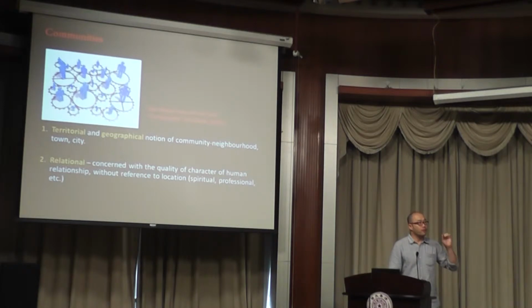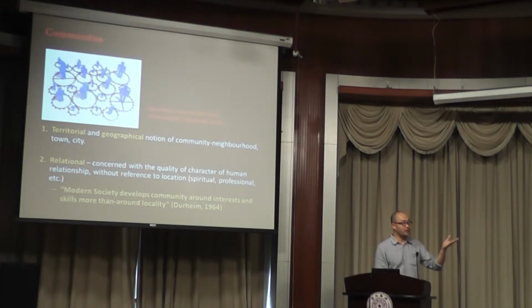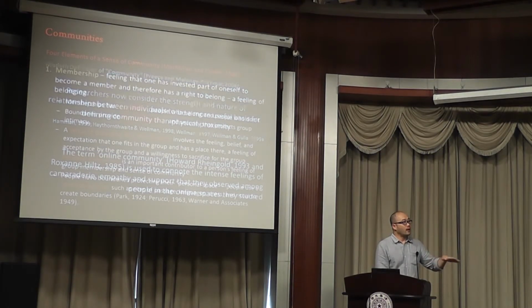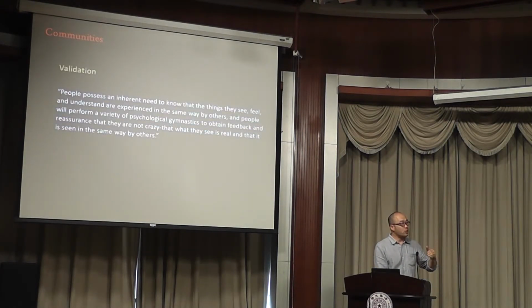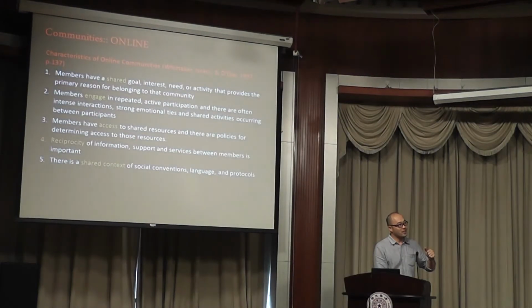the traditional concept of community is maybe territorial and geographical. But in the online community, things change. It's more relational, more topical, more interest-based rather than territorial or geographical. So modern society develops community around interest and skills more than around locality. I'm going to just skip through this, but in community, you can see membership. So the question is to test whether a real community exists within Twitter amongst these teenage girls, using automated approaches.